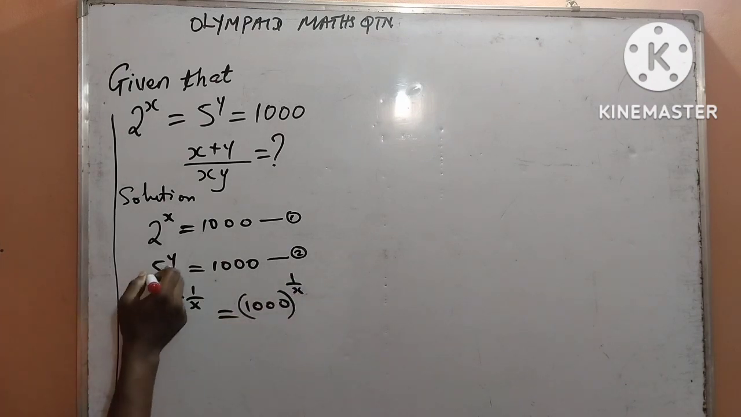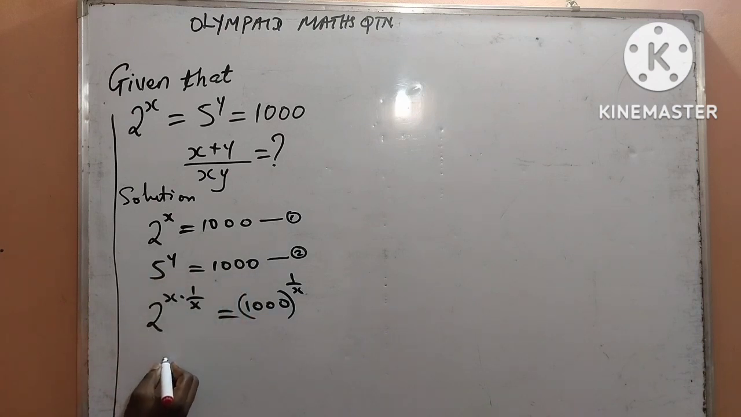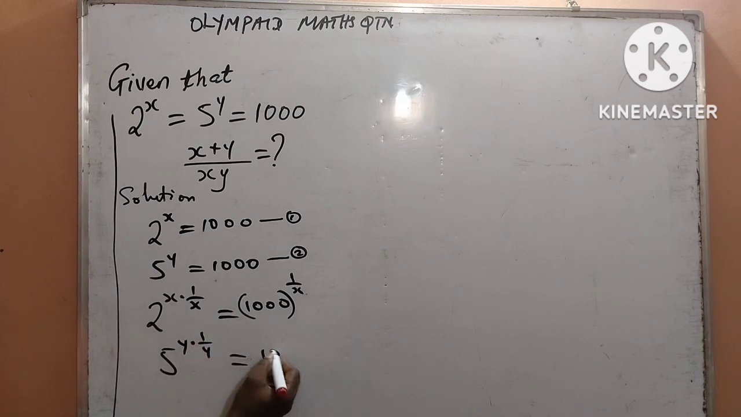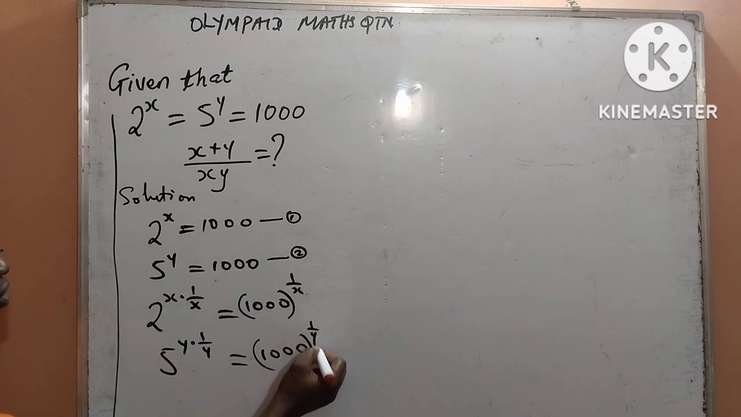Then in the second equation, I shall have 5 to the power of y multiplied by 1 over y, equal to 1000 to the power of 1 over y. That is where we are now.